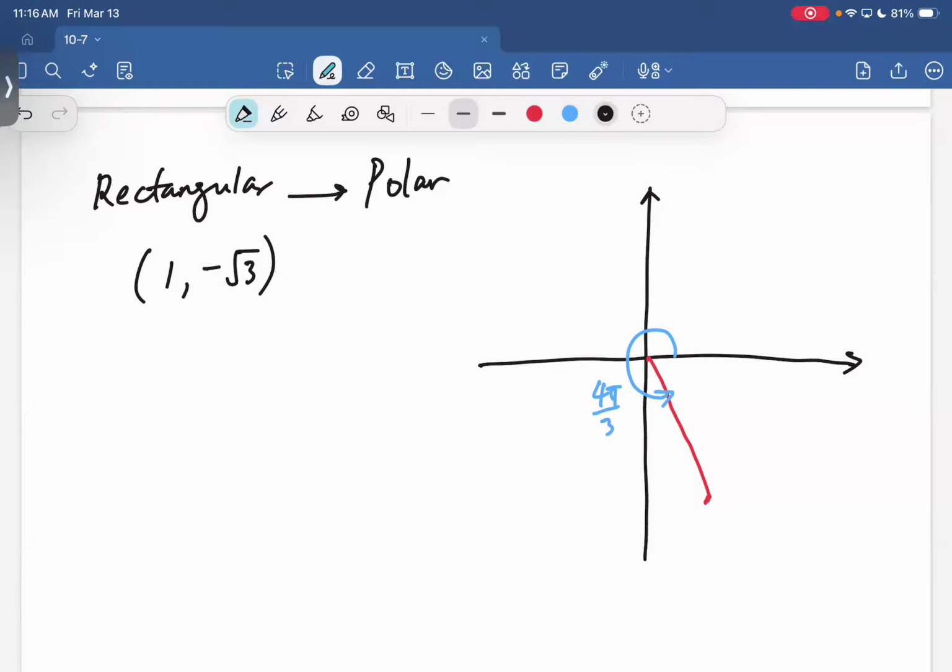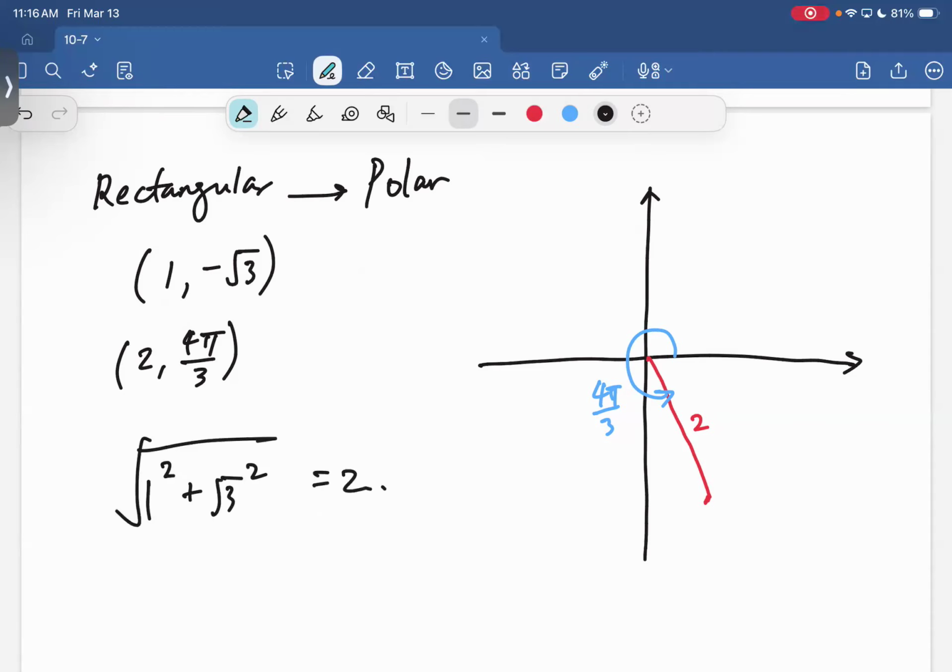Okay, so the angle is 4 pi over 3, and the radius is 2, right? And so from this, we could conclude that the polar representation would be 2 comma 4 pi over 3. Got the radius because it's just the square root of x squared plus y squared, right? Pythagorean theorem. So it's the square root of 1 squared plus root 3 squared, which is 2. Any questions?